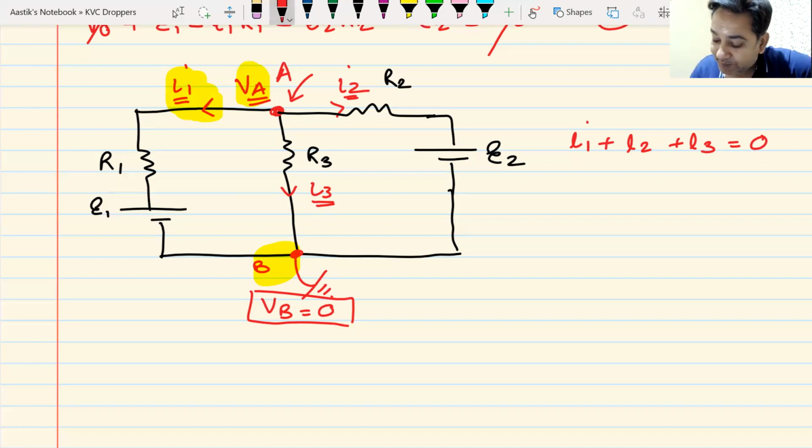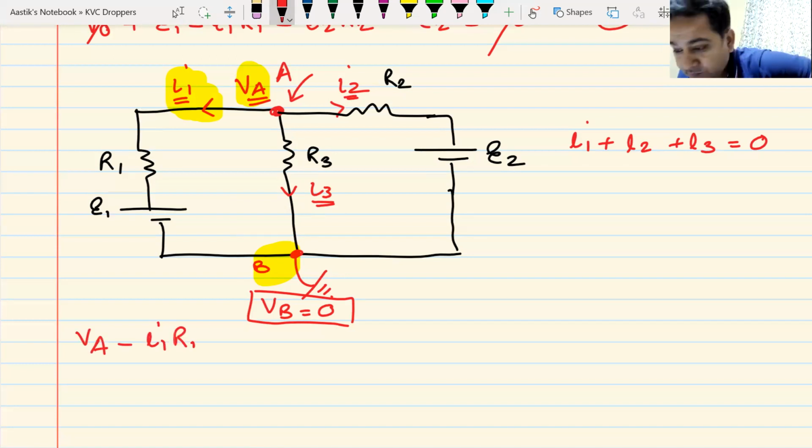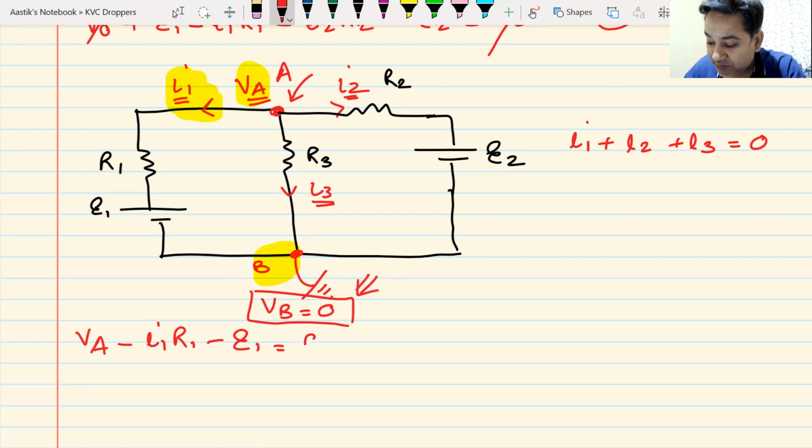I start from point A. I write VA. Now I'm going in the direction of current, so that will be minus I1 R1. Yes or no? Yes, sir. Then I am going across the battery from the positive terminal to the negative terminal. That means potential drops. Yes or no? Yes. That will be equal to the potential of point B. And remember, I have assumed that the potential of point B is 0. So that must be equal to 0. Yes or no? Yes.